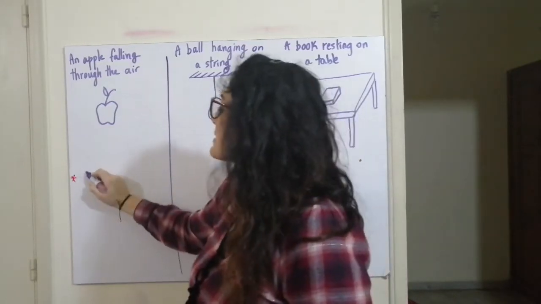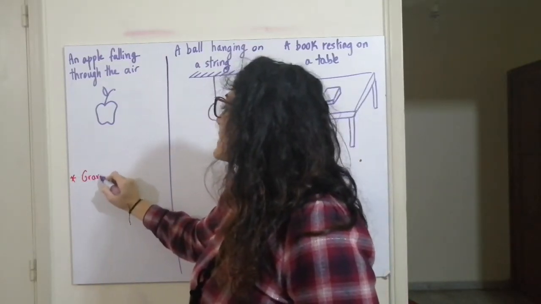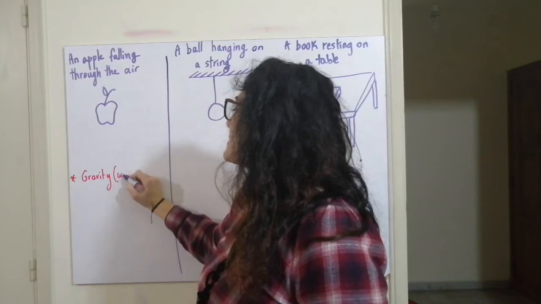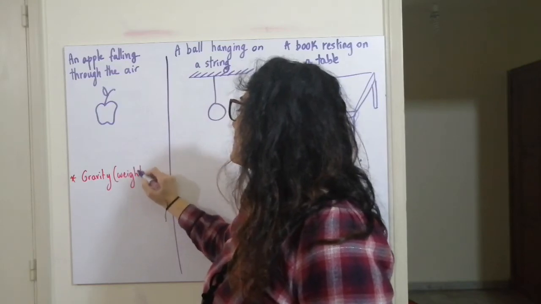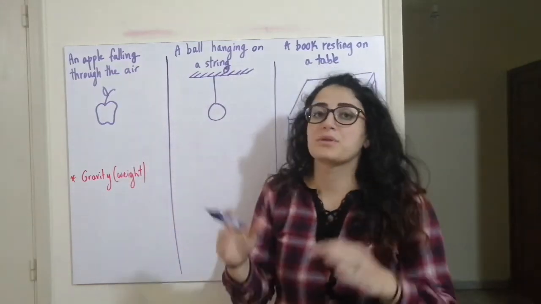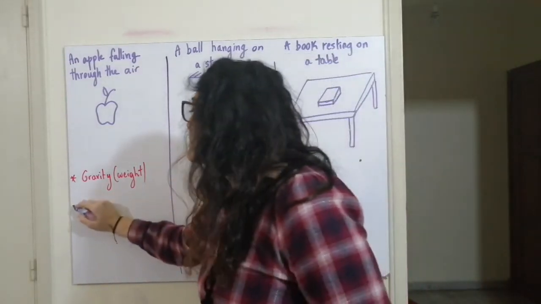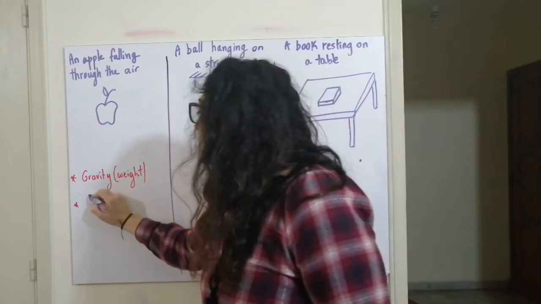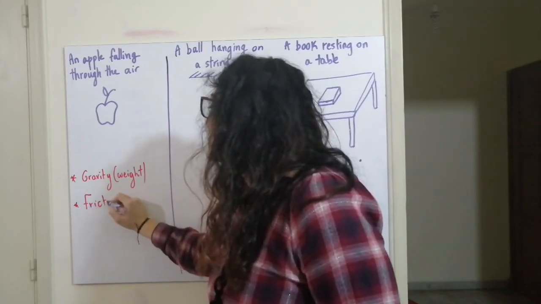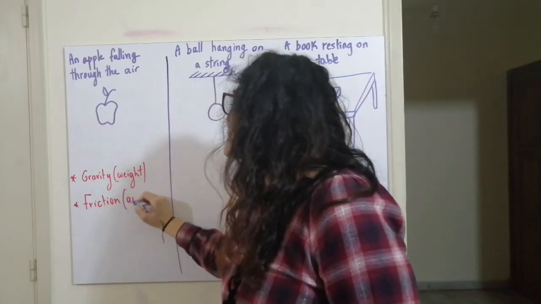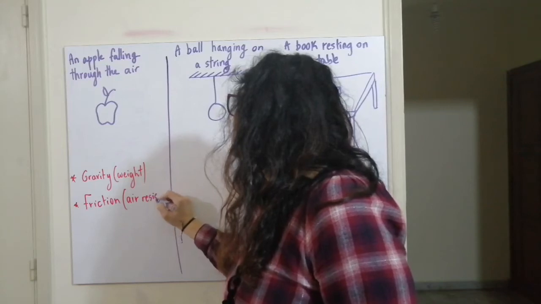The first one is gravity. By gravity, I mean the weight of the apple. Any object on the surface of the earth is attracted by the core of the earth. And the second one is friction, and you know it also as air resistance.